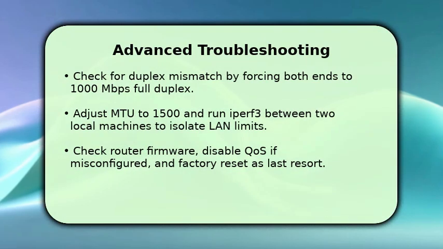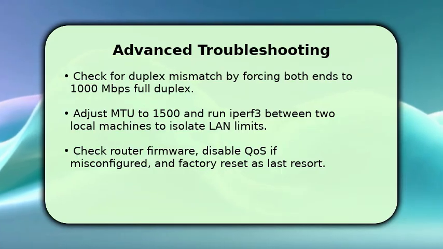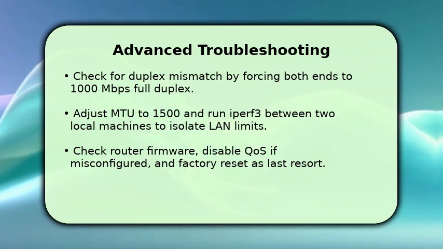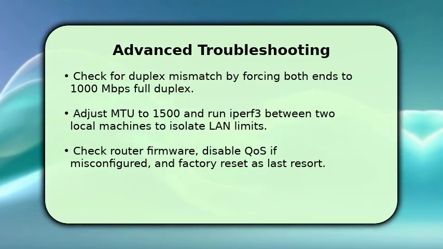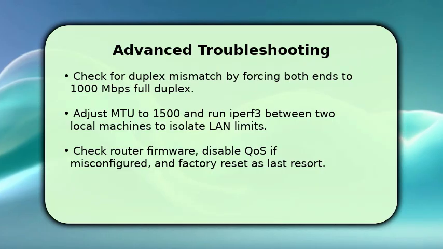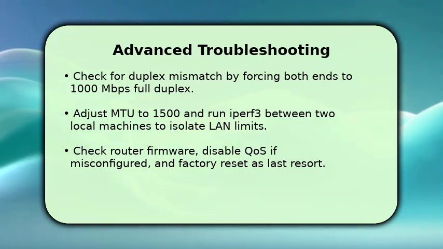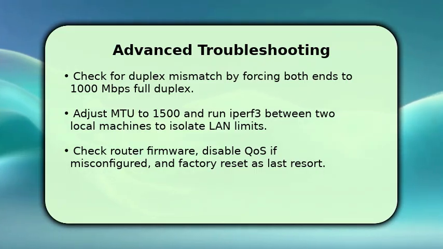Force both switch port and NIC to 1000 Mbps full duplex to detect duplex mismatch problems. Adjust the MTU to 1500 bytes and run iPerf 3 between two local machines to isolate LAN bottlenecks. Check for excessive retransmits or errors in interface statistics to identify faulty hardware.